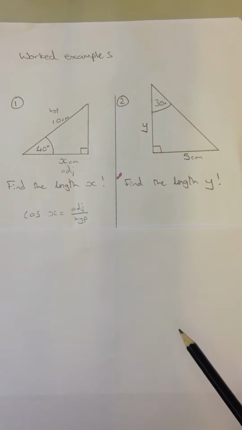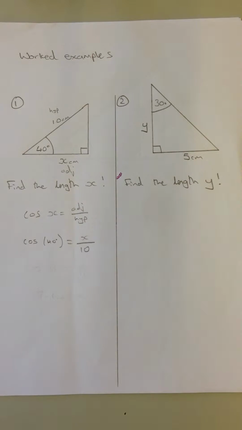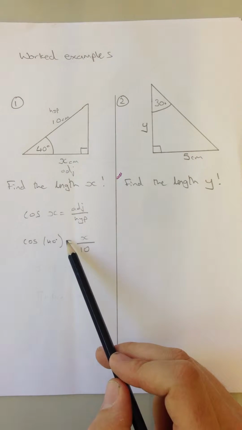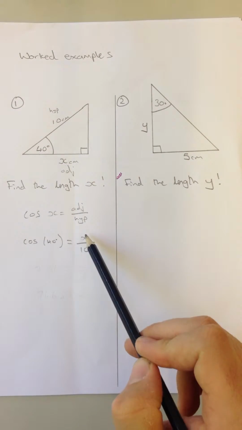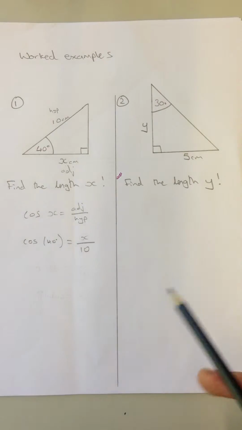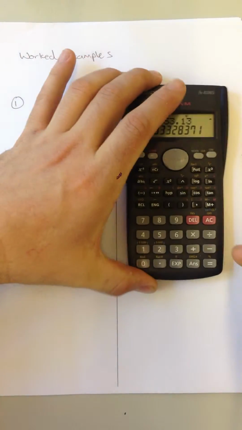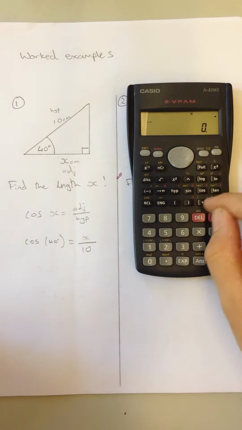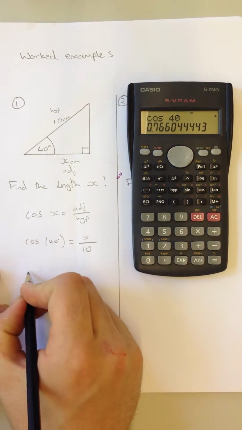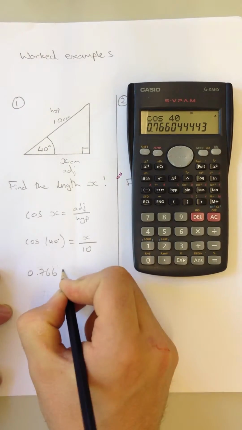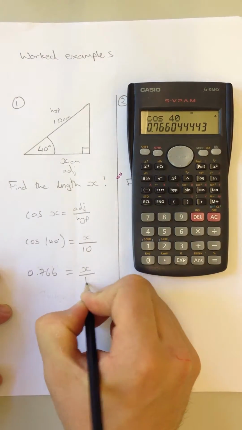Cos x equals adjacent over hypotenuse. Once we know that, we write it down, because you can get marks for knowing which trig function you had to use. All we then need to do is fill in the values that we know. Well, the angle is 40, so cos of 40 should be equal to the length x divided by 10, adjacent over hypotenuse. Let's find out what cos of 40 is. So cos 40 equals 0.766. That should be equal to x over 10.